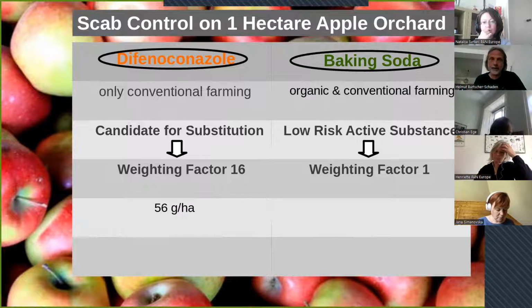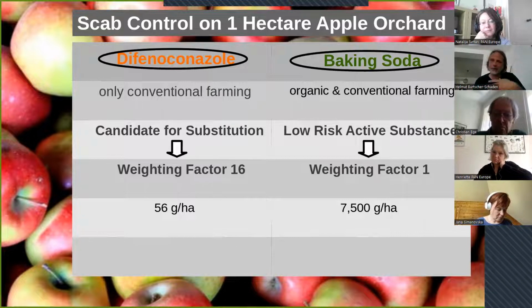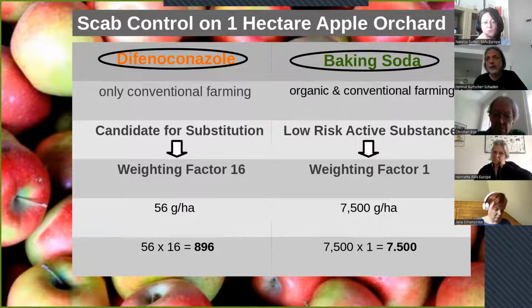But just because of the simple fact that you need only 56 grams per hectare, and this is really almost nothing, on a square meter you need the spoon of a knife. I don't know how to express this in English, but this is how synthetic pesticides work. And for baking soda, which has a completely different molecular mechanism, you need 7 kilograms per hectare. And therefore, the partial risk contribution calculated here is around 900 for difenoconazole, while the low risk substance is attributed more than 7,000, which is an 8-fold higher risk. And this is, I think, perfectly showing why this indicator is pointing perfectly in the wrong direction.